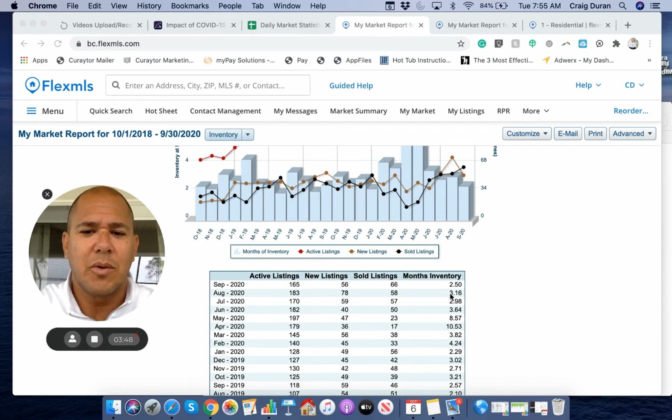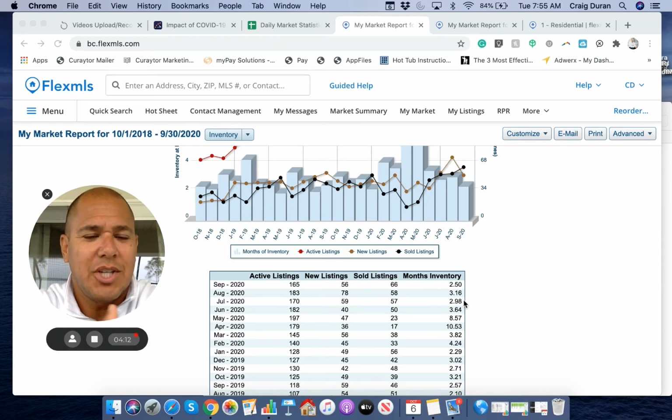So look at where we've been in the overall condo market. In July, we were at 2.98 months of inventory, theoretically meaning that everything that was for sale would sell out and close in 2.98 months, just about 3 months, if nothing else was added for sale. Very hot. The short version of all that is it's just a very strong seller's market.